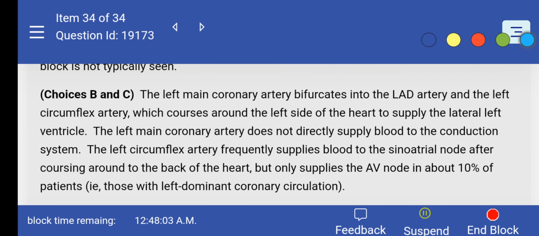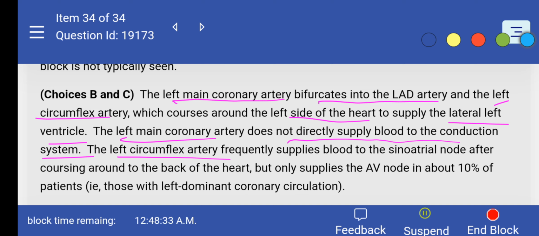Okay, why not options B and C? The left main coronary artery bifurcates into the LAD, that is the left anterior descending artery, and the left circumflex artery, which supplies the left side of the heart, the lateral wall of the left ventricle, and courses around the left side of the heart. The left main coronary artery doesn't directly supply blood to the conduction system. The left circumflex artery frequently supplies blood to the SA node after coursing around to the back of the heart, but only supplies the AV node in about 10% of patients, those with left dominant coronary circulation, about which I was talking. This came in an MCQ, right?